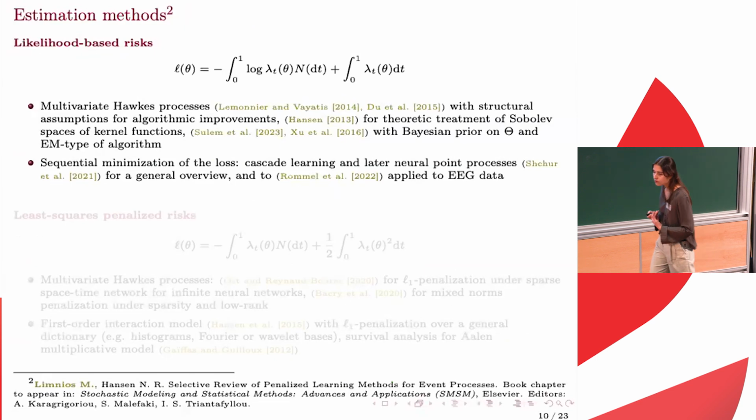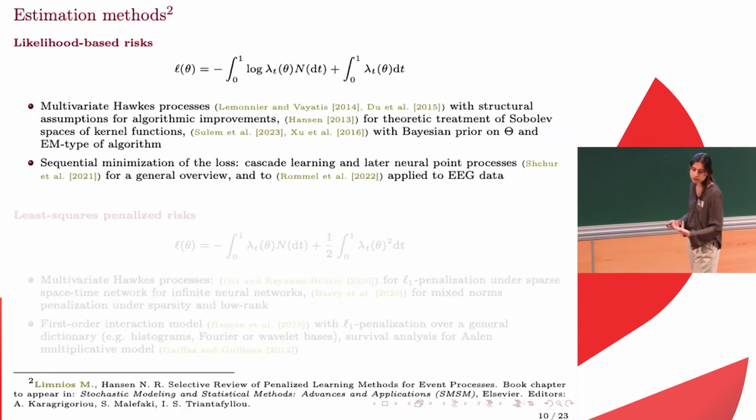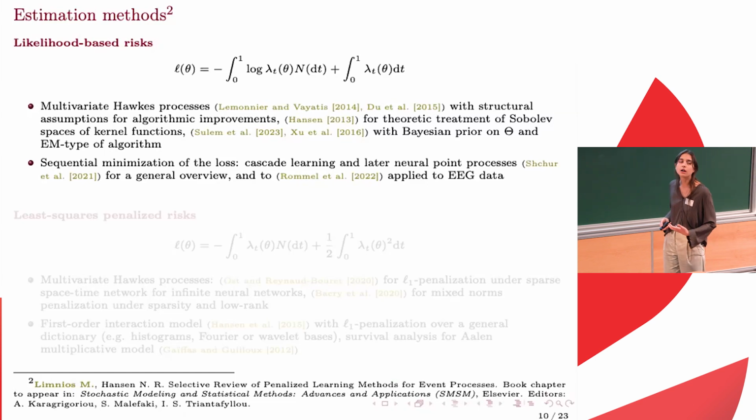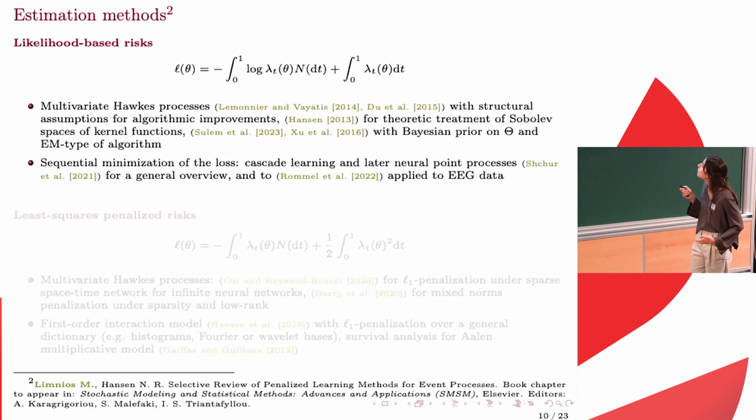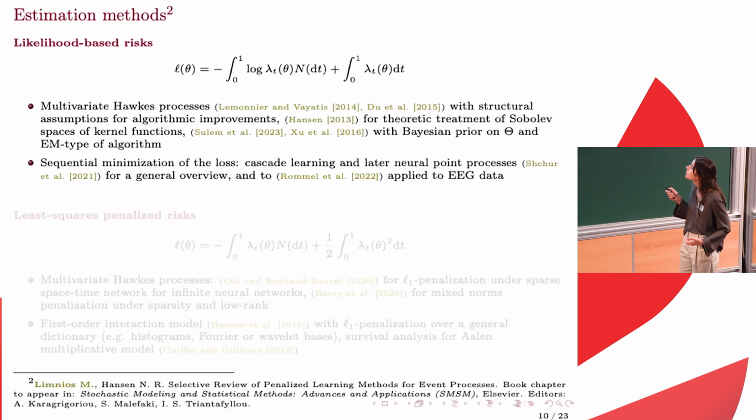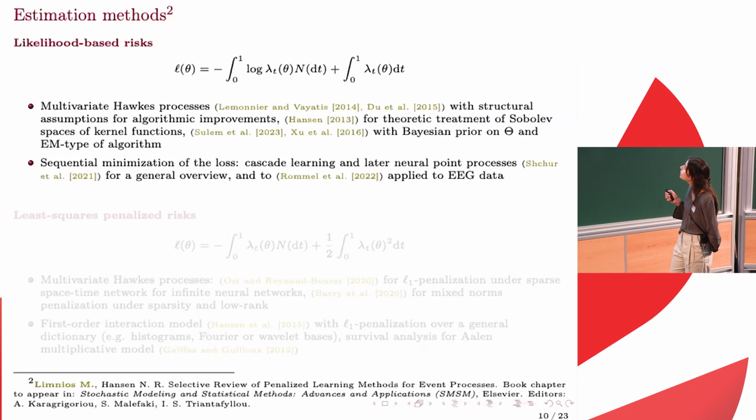And in the literature, once you have chosen your class for your intensity process, you can ask the question: how can I estimate the parameters of my intensity process? Historically, you can try to maximize a likelihood-based risk. And there have been many, even very recent, interesting improvements, especially for multivariate Hawkes processes, when you impose structural assumptions on the underlying process.